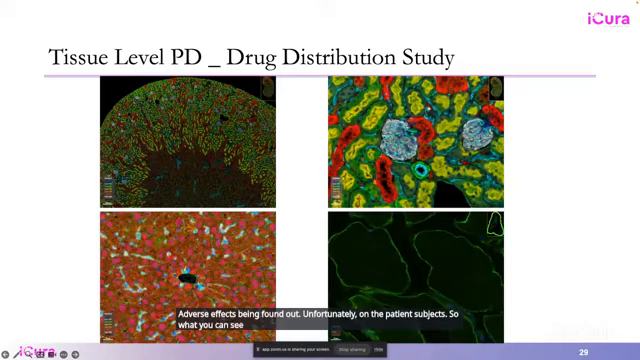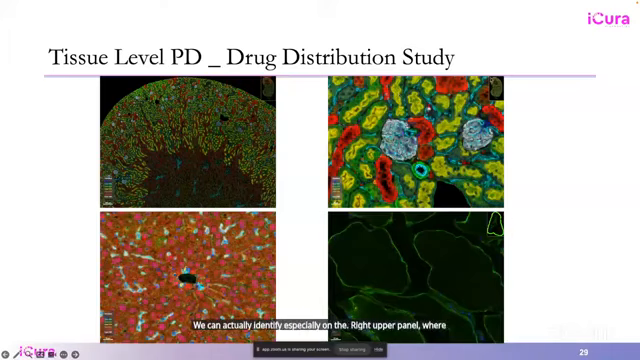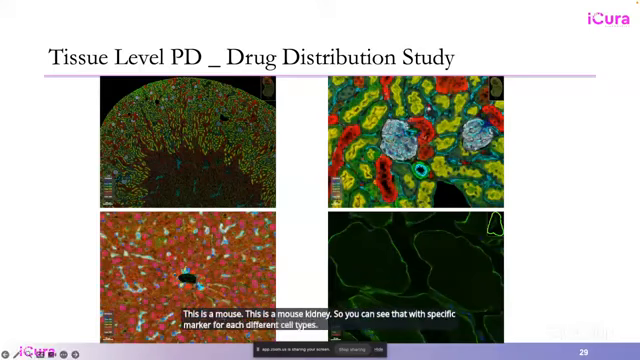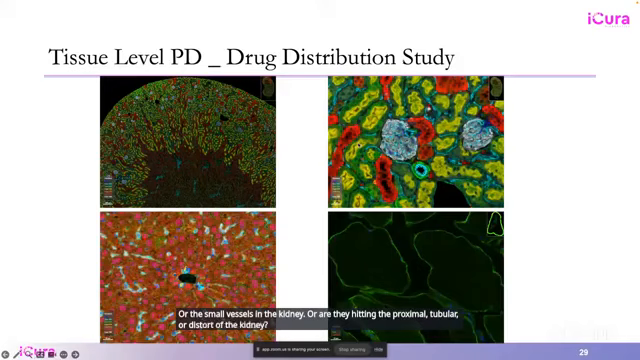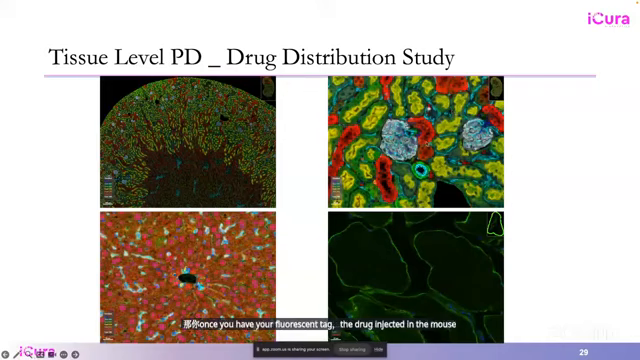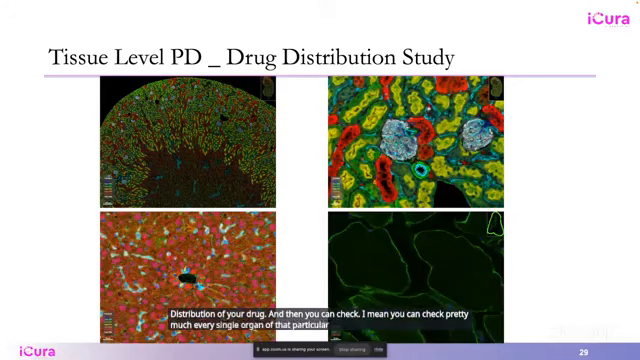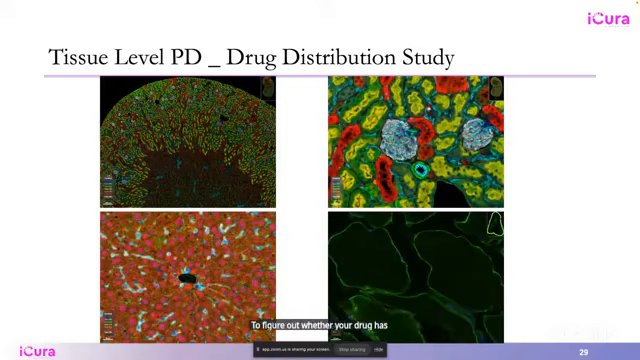So what you can see here is that with this multiplex immunofluorescence, we can actually identify, especially on the right upper panel where my cursor is, this is a mouse kidney. So you can see that with the specific marker for each different cell type, we can even monitor the drug distribution at the cellular level, meaning are they hitting the podocytes? Are they hitting the endothelial cells in the glomeruli or the small vessels in the kidney? Or are they hitting the proximal tubule or distal tubule of the kidney? And once you have your fluorescent tag on the drug injected in the mouse, you can get all those questions answered. At the same time, if you are curious about the off-target distribution of your drug, you can check pretty much every single organ of that particular mouse or group of mice to figure out whether your drug has a desired target distribution or a super off-target distribution where a side effect is more than likely going to happen.